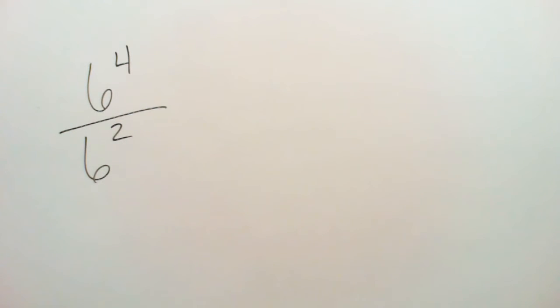Let's try this problem. 6 to the fourth power over 6 to the second power. Notice in this expression, the bases are the same, 6. And this time, we're dividing instead of multiplying. We can apply the quotient rule to solve this expression. We need to keep the base and subtract the denominator exponent from the numerator exponent, like this.